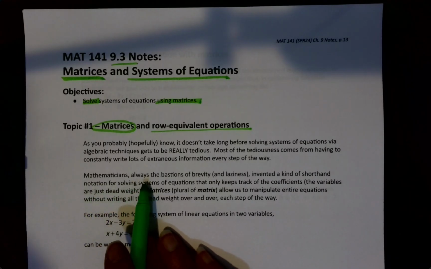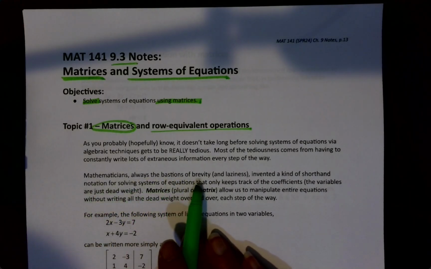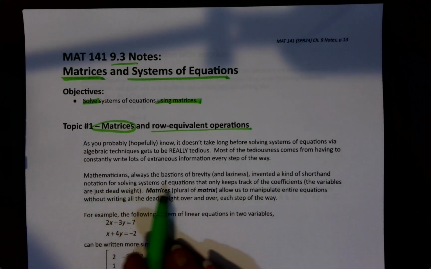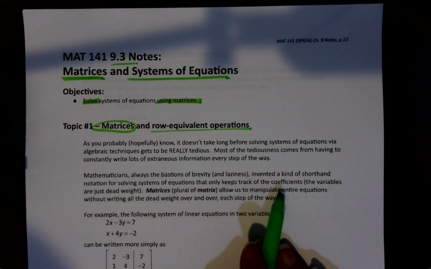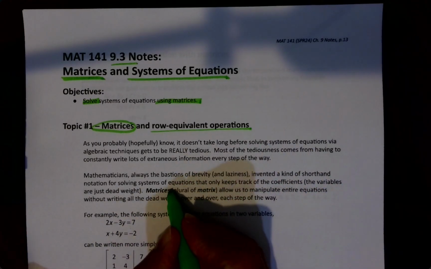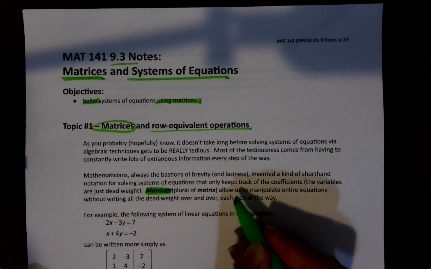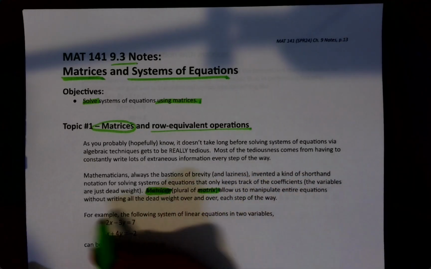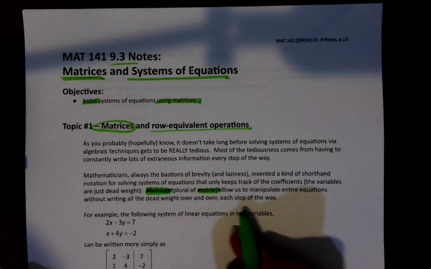Mathematicians, always the bastions of brevity and laziness, invented a kind of shorthand notation for solving systems of equations that keeps track of only the coefficients, and the variables are just dead weight. This system is based on matrices, which is the plural of matrix, and it allows us to manipulate these entire equations without writing down all the dead weight over and over.